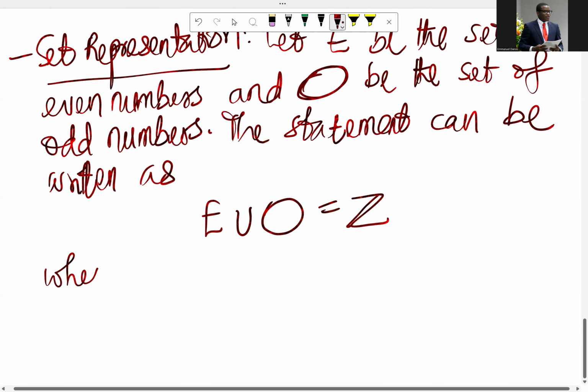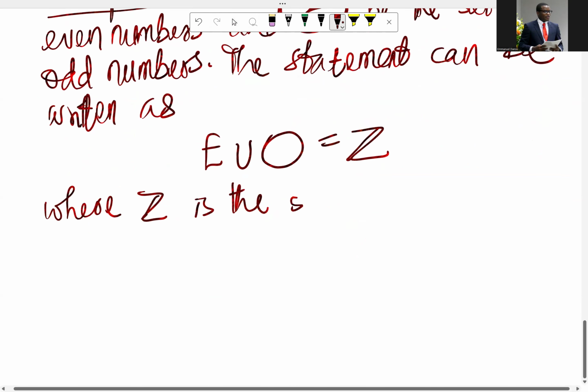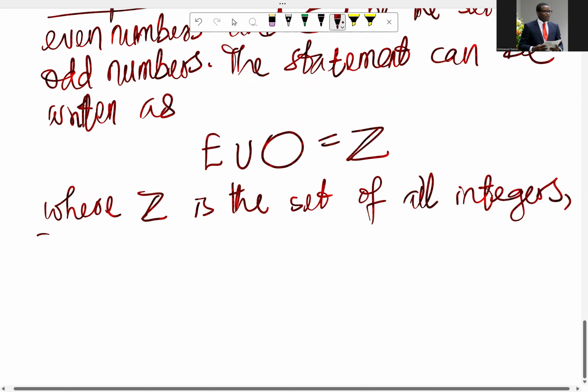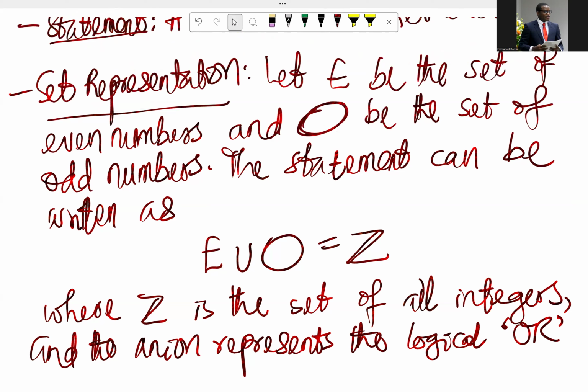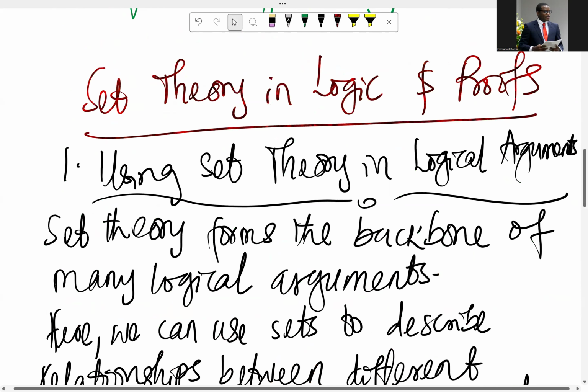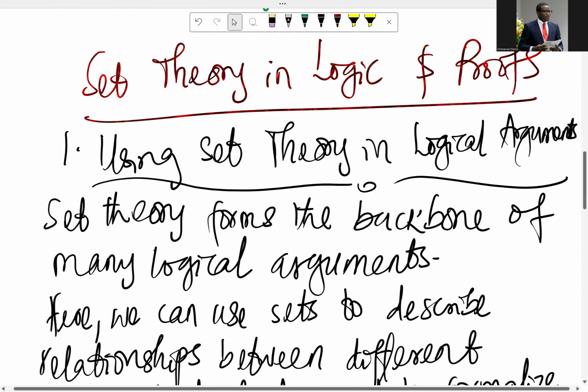So here we say where Z is the set of all integers, and the union represents the logical or. In logic, you have the logical and, the logical or, and all that. Okay, so that's that as far as using set theory in logical arguments is concerned.